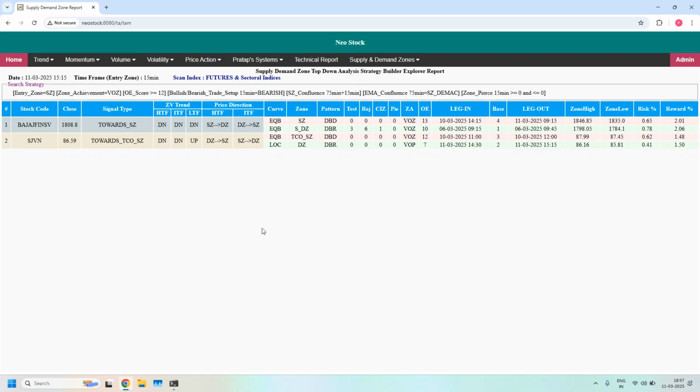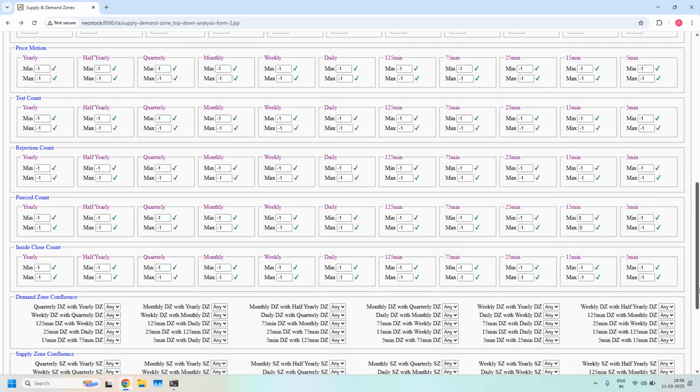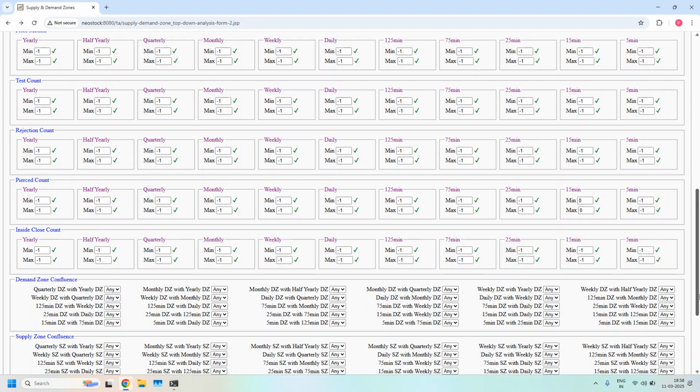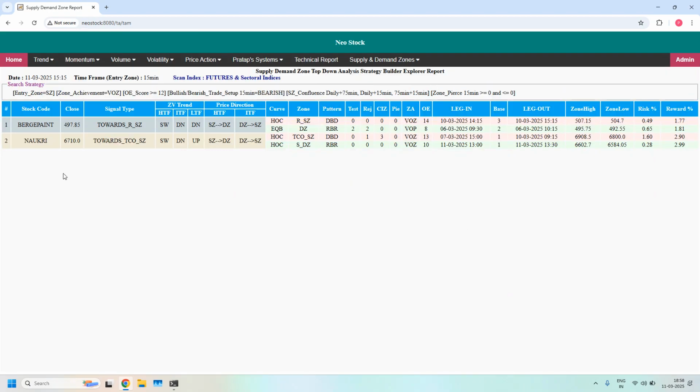Okay, next we will look into LTF, ITF and HTF supply zone confluence. I am removing EMA filter. In the supply zone confluence, we should set 3 filters. First filter is already enabled. Next, 15 minute supply zone with daily supply zone confluence. 75 minute supply zone with daily supply zone confluence. With all the 3 filters, we got 2 stocks.